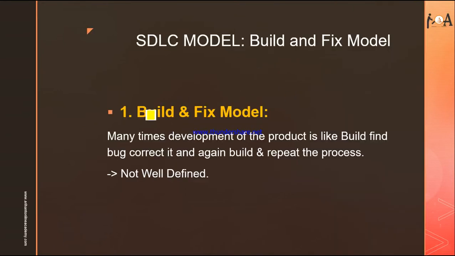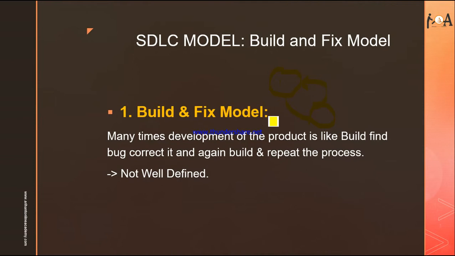The very first model in the SDLC is the build and fix model. What is the build and fix model? Build and fix model is just you have to write a code. You are writing a code here, and after writing code, you are fixing the bugs, you are correcting the errors, you are resolving some problems. After that, again you have to go to build some code, and again you have to fix that. So repeat this cycle until you get your software development product rightly implemented.